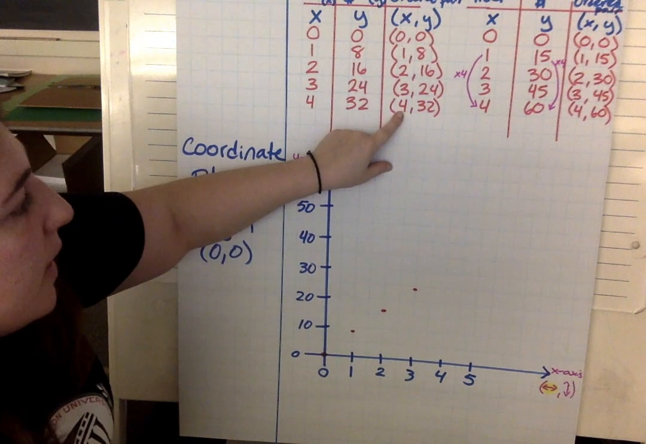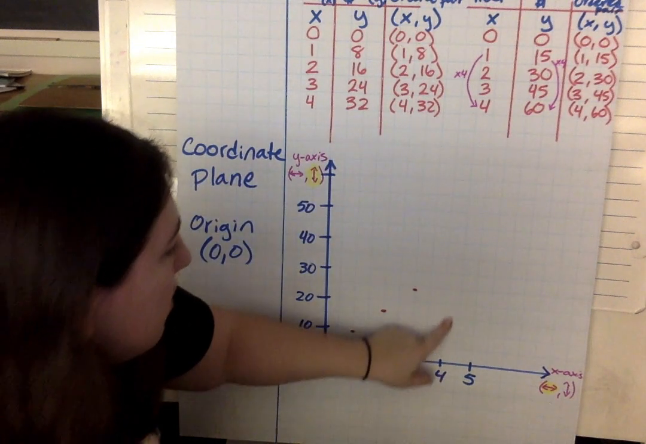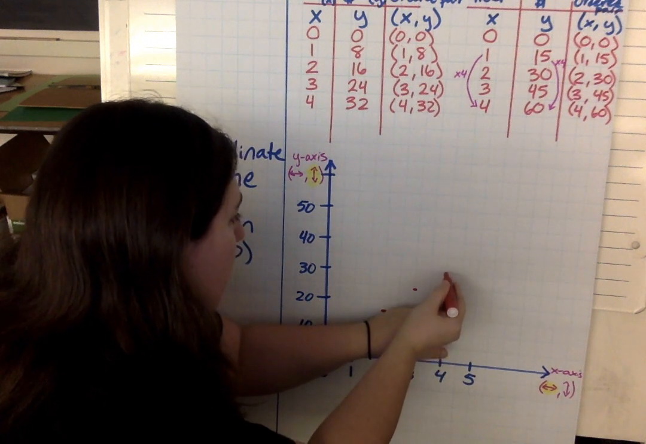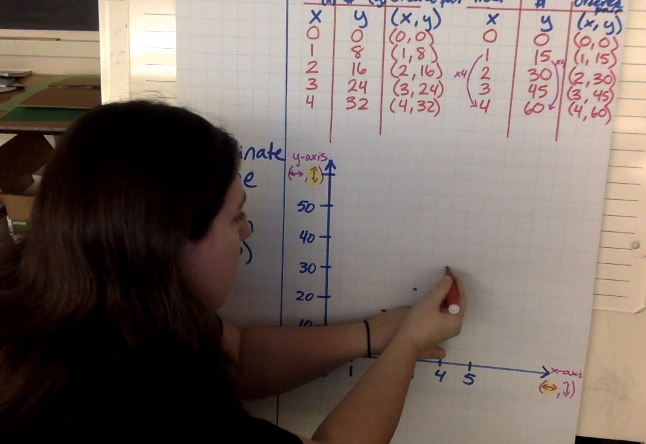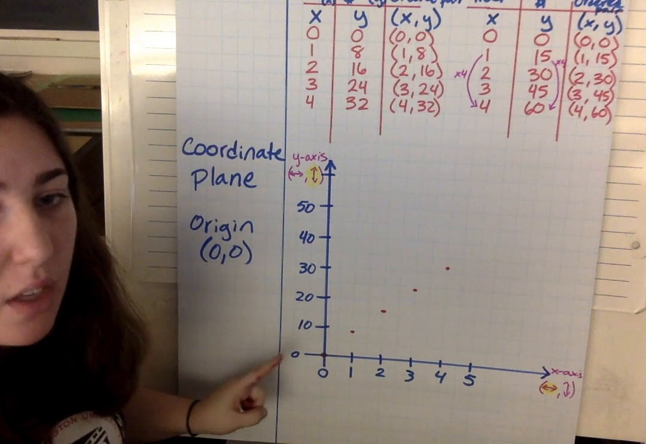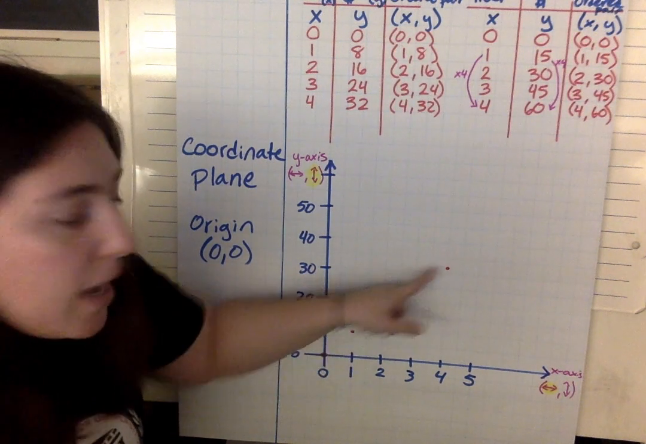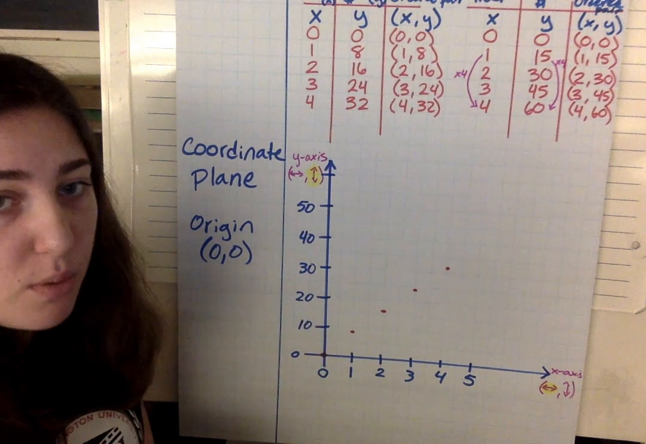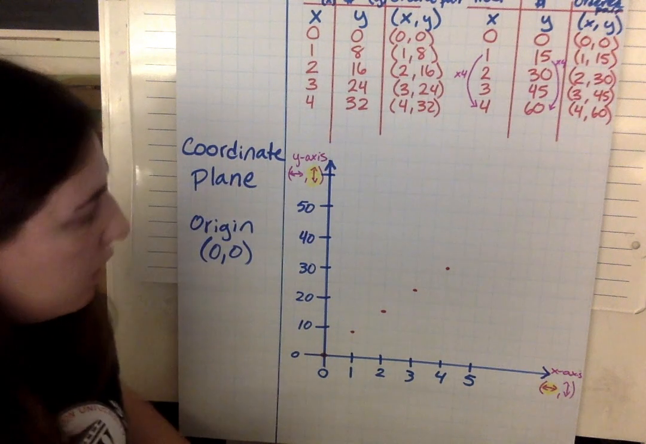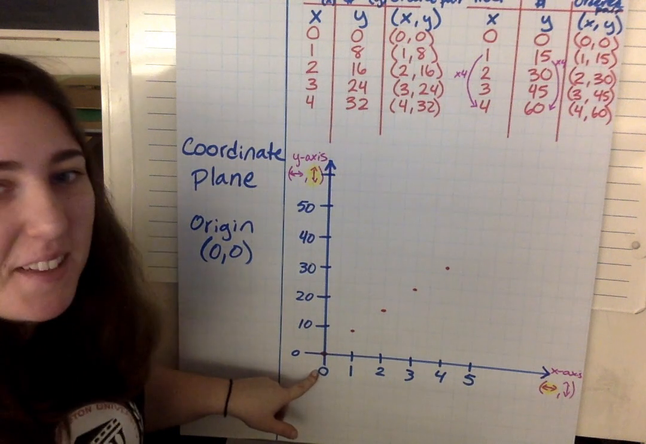My last point is 4 and 32. So here's the 4 on the x. And I'm going to graph it a little bit above the 30. Right there. So I have all my points. And if I look at the data, I notice it's making a straight line. So if I were to connect those points, I would have a straight line. Okay, so that was Chris's data. Let's graph Alana's data.